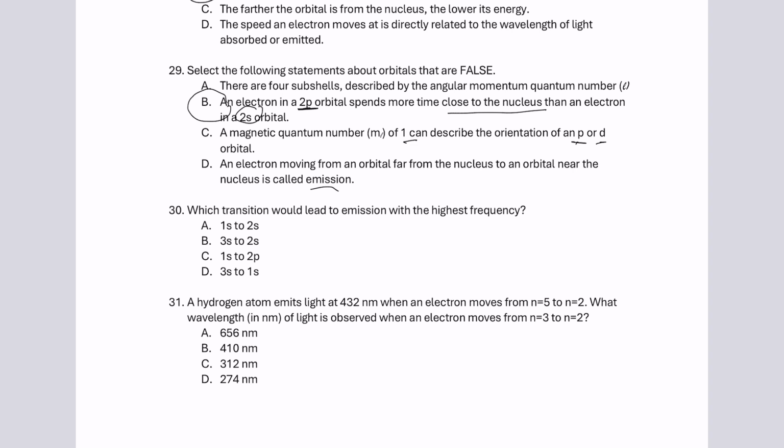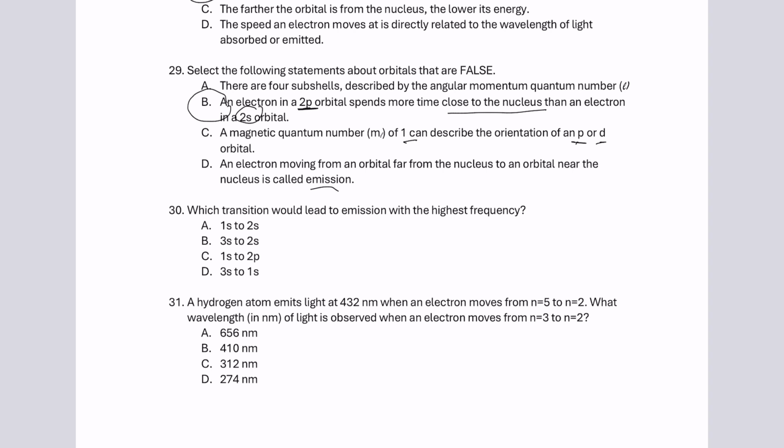A says that there are 4 subshells described by the angular momentum quantum number. This is true. L equals 0 refers to the s subshell. L equals 1 refers to the p subshell. L equals 2 refers to the d subshell. And L equals 3 refers to the f subshell. And each of these subshells corresponds to a different type of orbital shell. Option C is also a true statement because a magnetic quantum number of 1 can describe the orientation of a p orbital in 3-dimensional space.